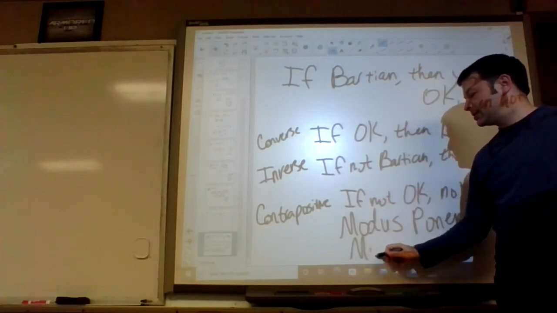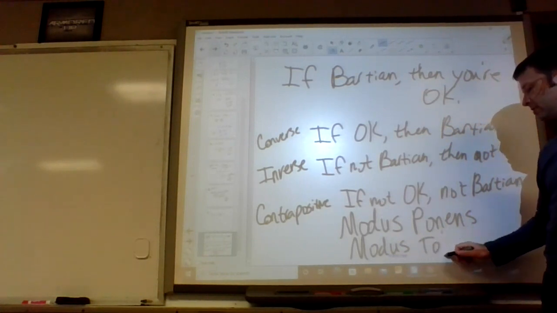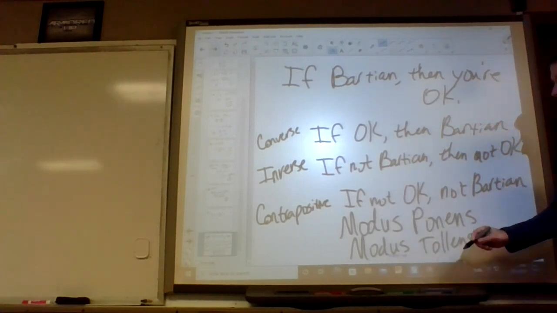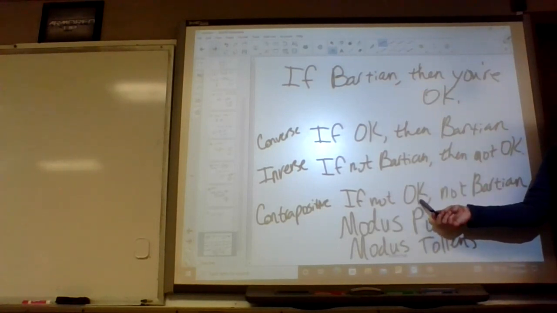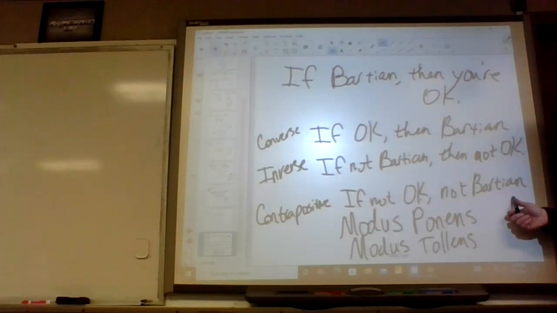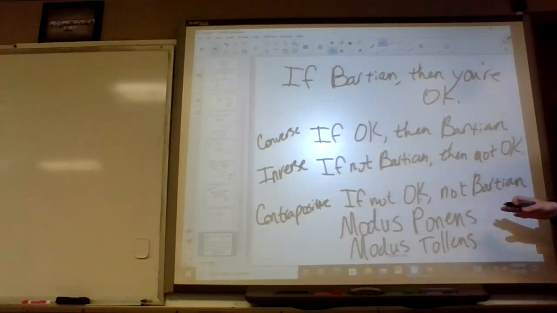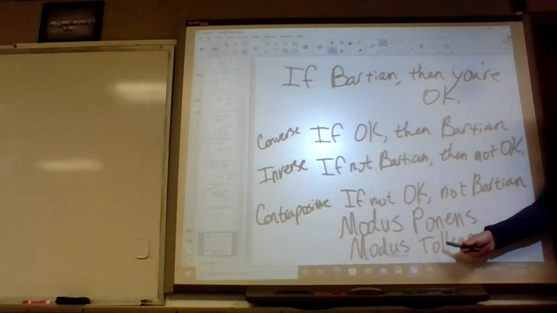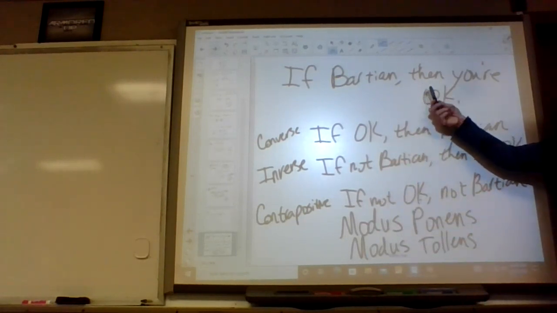Modus Tollens is using the contrapositive. So if I said Bob is not from Oklahoma, therefore what can we assume? Or what do we know? He's not from Bartlesville. Okay, that's using Modus Tollens. So there's always the not thing in it. So using the original if-then, that's Modus Ponens.